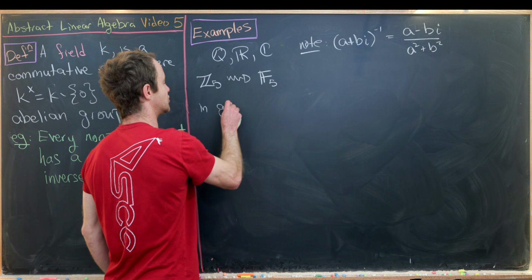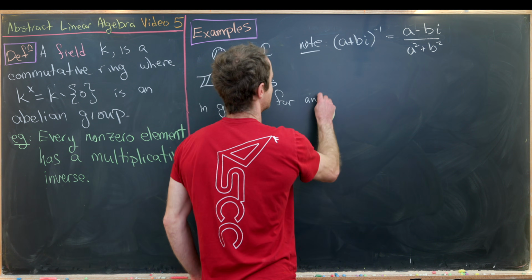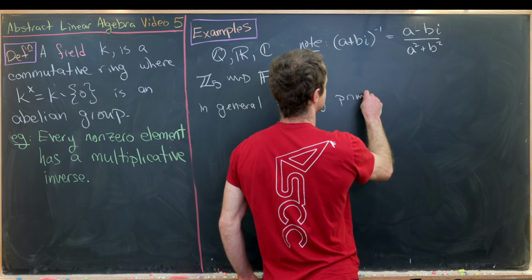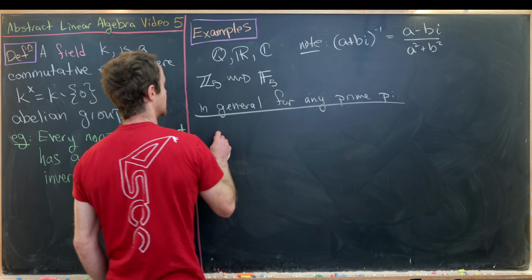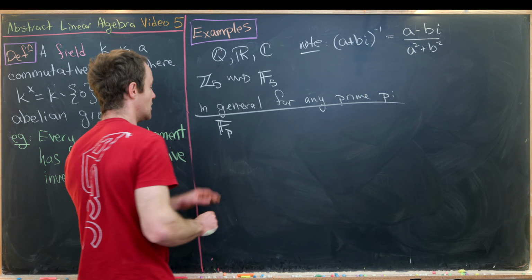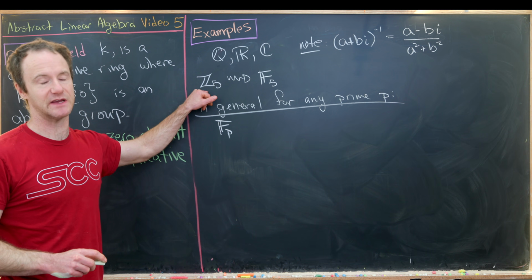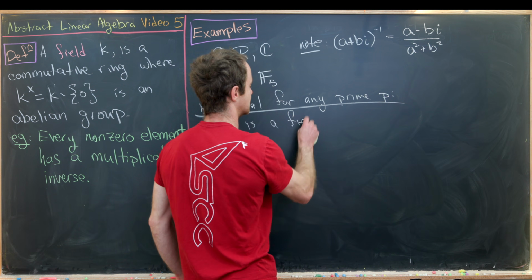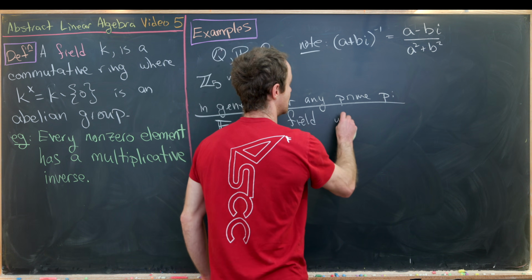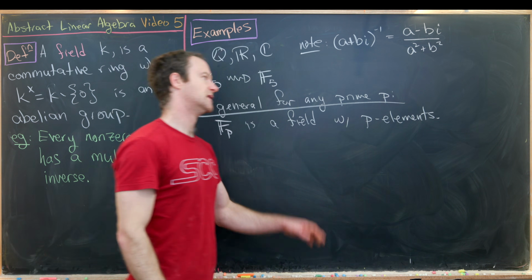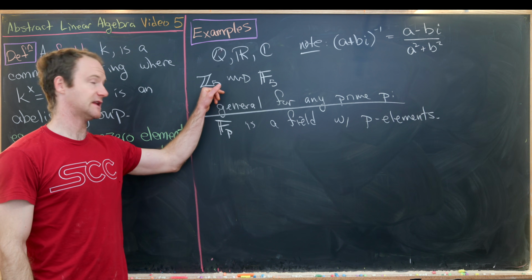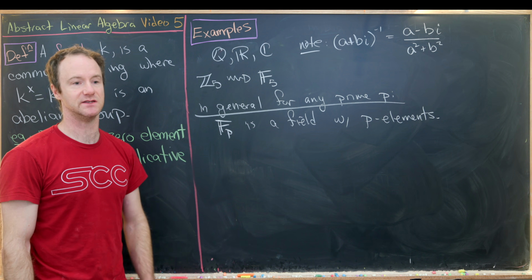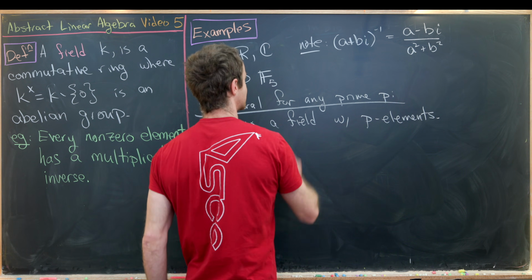So actually, in general, for any prime number, P, the set FP, which is the same thing as the set ZP, so the integers modulo P, is a field. And then in this case, it has P elements. Now, if you have N here, which is not prime, it is not a field. And we can check that really quick.